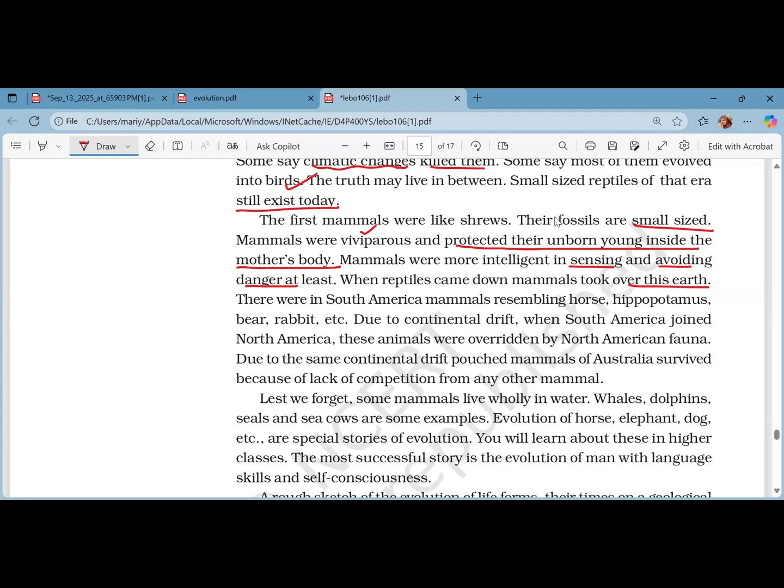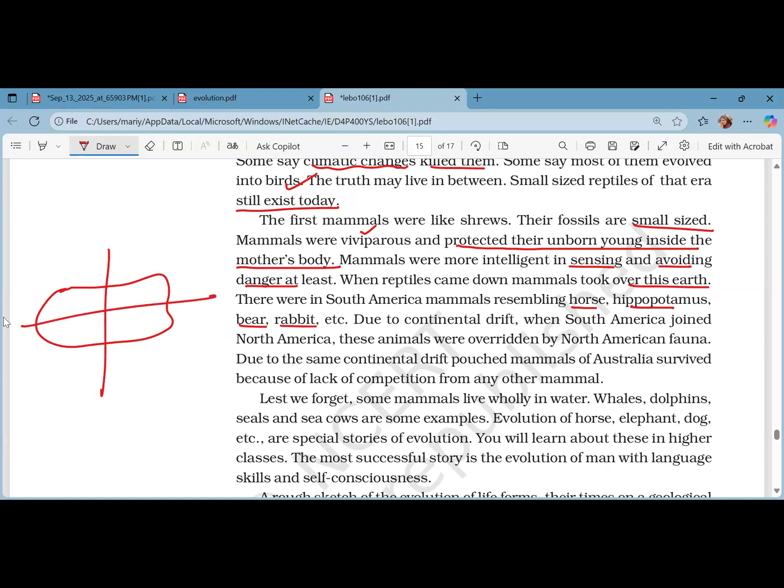So in South America, mammals like horses, hippopotamus, bear, then rabbit, all of these kinds of organisms were found earlier. Now, due to continental drift, for example, this is a piece of land, because of earthquake, because of flooding, it got divided into 4 parts, right?